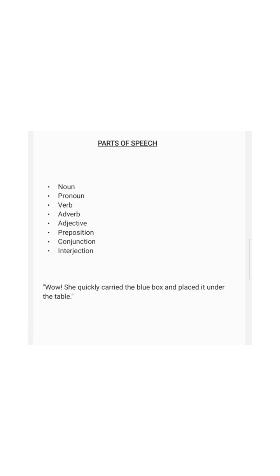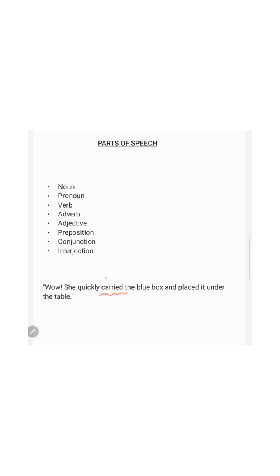Now, I'll show you an example. Here in this sentence, we can see all these parts of speech. Wow, she quickly carried the blue box and placed it under the table. Here wow is the interjection, it's an emotion. She is the pronoun. Quickly is showing how the action takes place, so it can be considered an adverb.